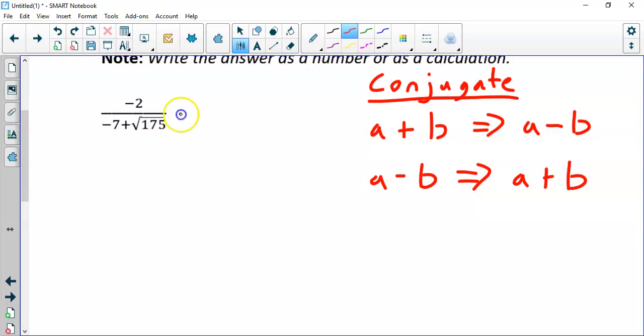So, what am I going to multiply top and bottom here by? What will be the conjugate of my denominator? Nope. Still negative 7. Nope. Minus, because we're changing the addition to subtraction. And then radical 175. And if I do that to the denominator, I also have to do it to the numerator.